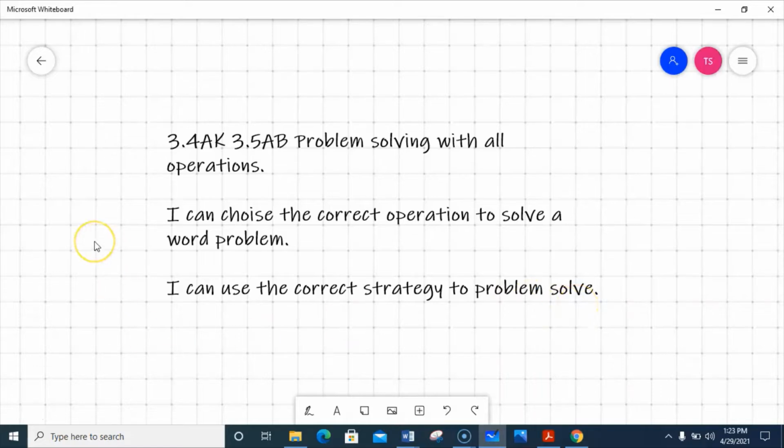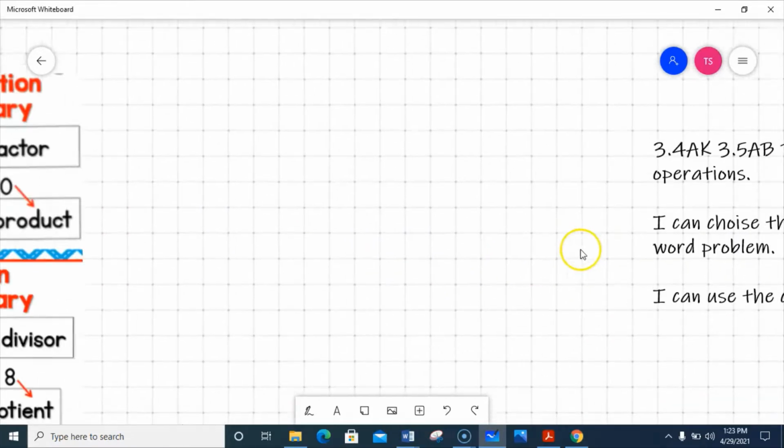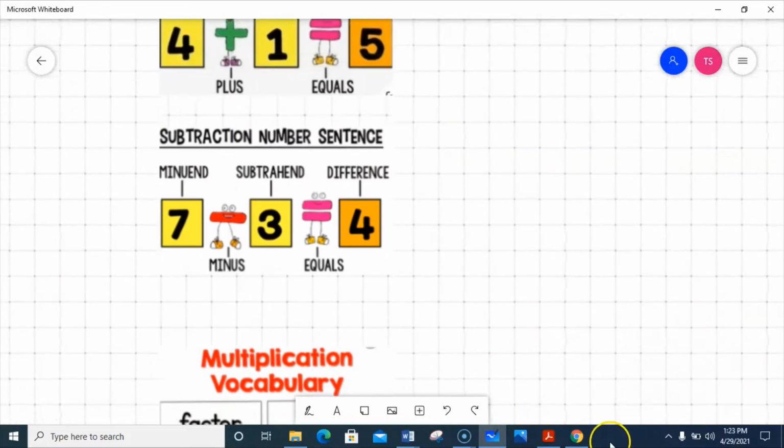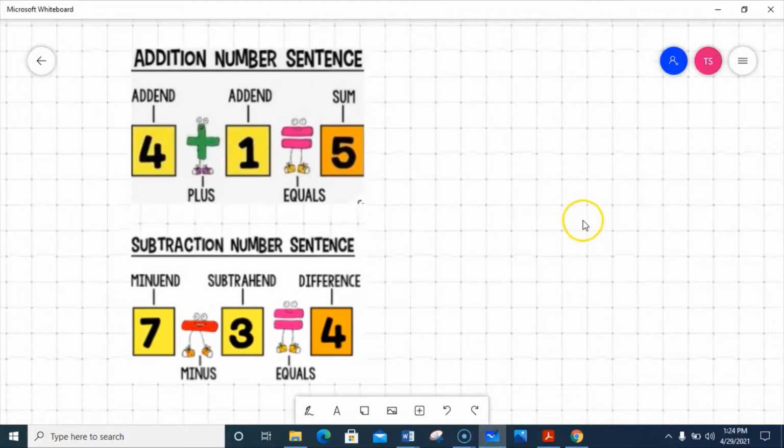So we're going to look at some of the vocabulary. Since we're using all operations, that would be addition, subtraction, multiplication, and division. Those are the four operations we use in math. For addition, we have addends, the two numbers we put together to get our sum, which is our answer. And minuend and subtrahend and difference. Difference is the answer to a subtraction problem.